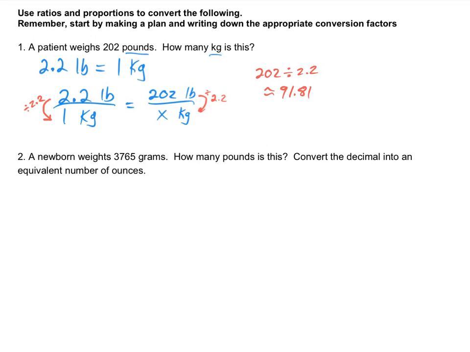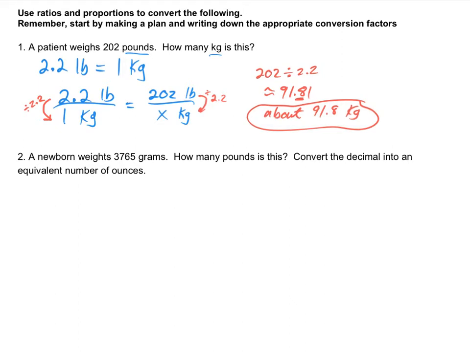Typically we'll round this to the tenths place. That's what we'll see in this course. So this is about 91.8 kilograms. So this 2.2 pounds to 1 kilogram is definitely one you need to know. And just as we saw in the last few videos, we start by writing the conversion factor as a ratio, and we use that ratio to help us find an equivalent number of, in this case, kilograms for some number of pounds.